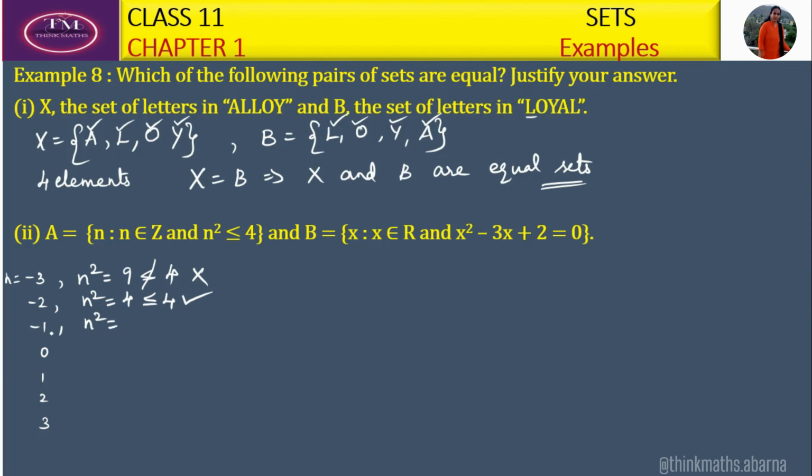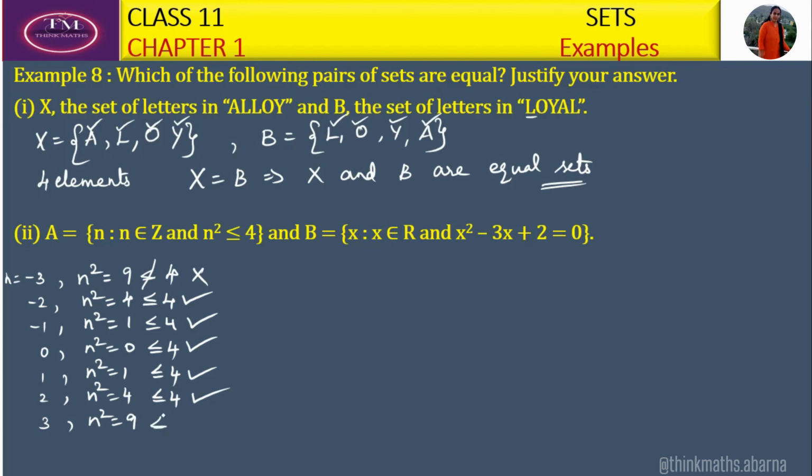Now n square for minus 1. Minus 1 square is 1. It is less than or equal to 4. It satisfies. n equal to 0 means n square is equal to 0. It is also less than or equal to 4. Next, n equal to 1, n square equal to 1, less than or equal to 4. n equal to 2, n square equal to 4, less than or equal to 4. So all these three satisfy. Next, n equal to 3. So n square will be equal to 9. So it is not less than or equal to 4. So it doesn't come. So the only ones present in A are minus 2, minus 1, 0, 1, 2. So A takes the values minus 2, minus 1, 0, 1, 2. These are the elements in the set A.